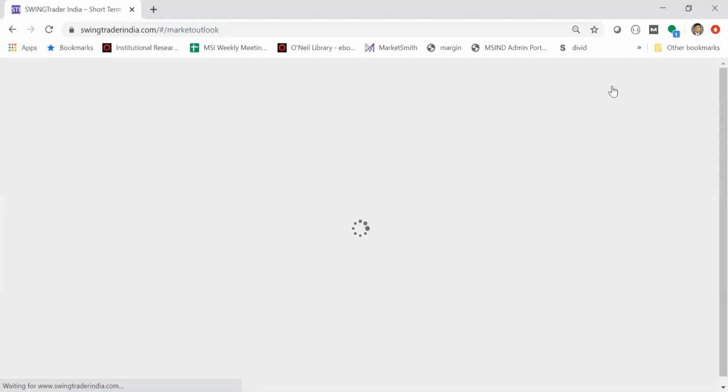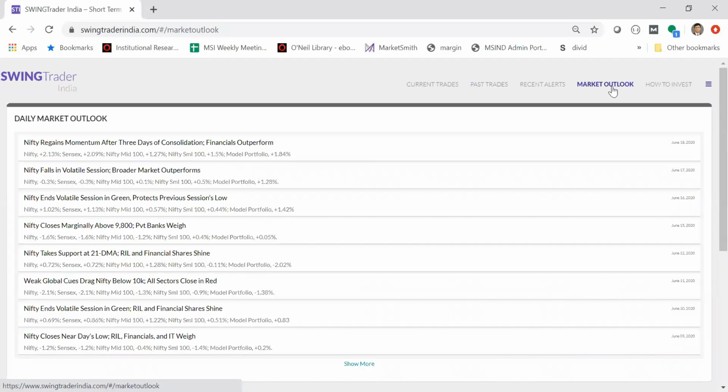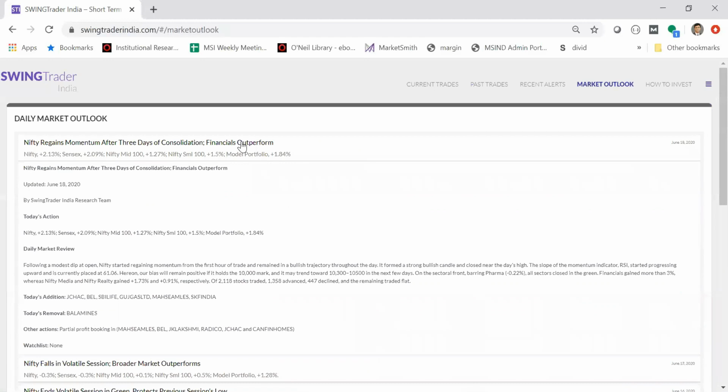Coming to market outlook. Our analysts also share the market outlook on a daily basis, plus various other reports periodically. The market analysis in Swing Trader India is unique and is tailored for swing trading environment. So it might be different from the analysis in other William O'Neil India products you may use.